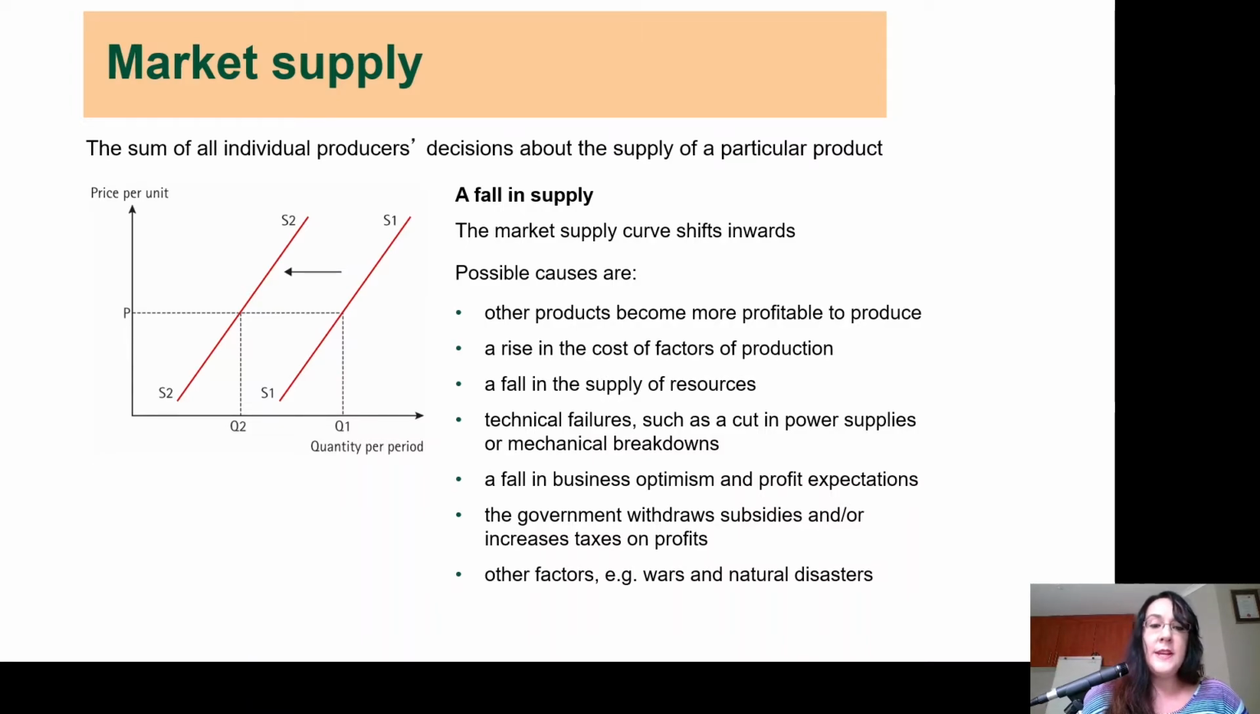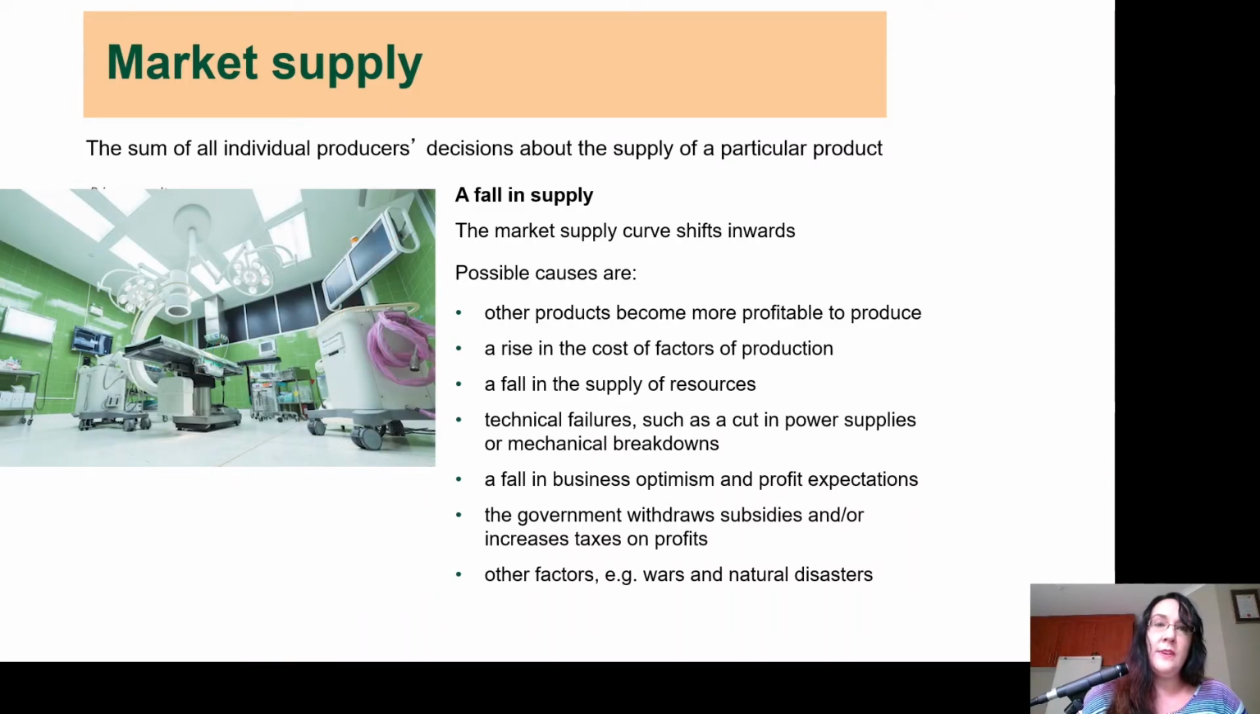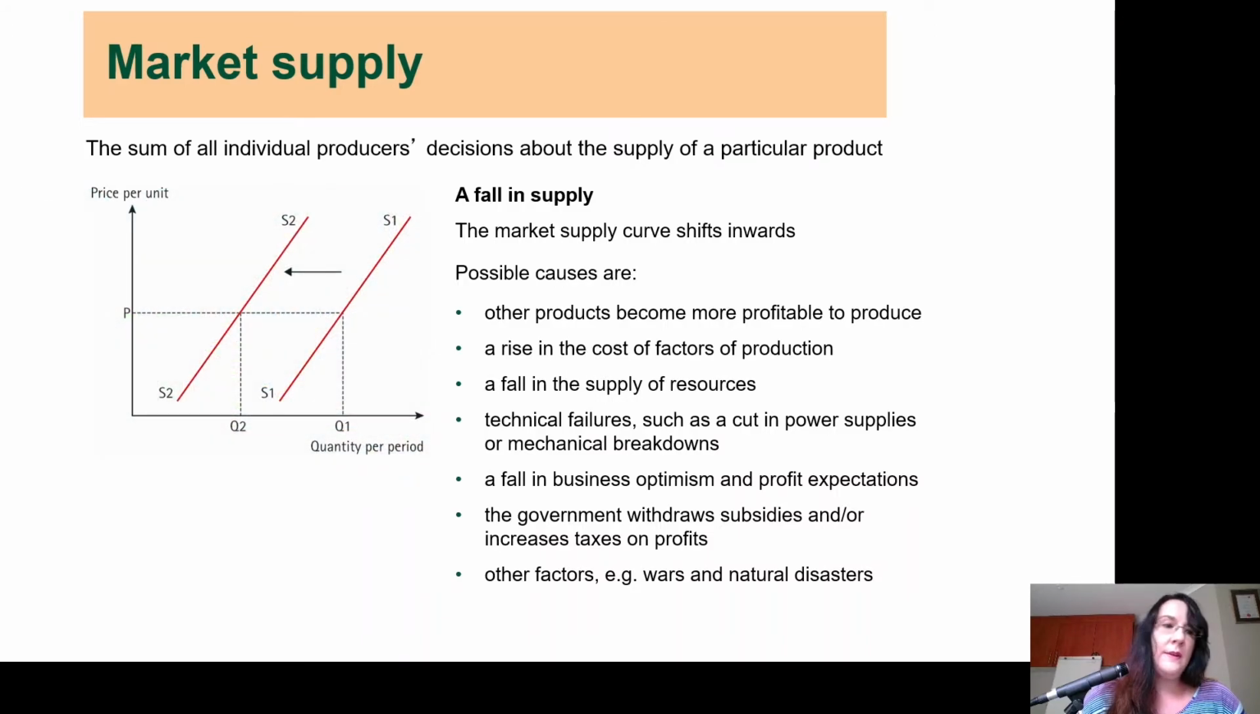Then number 4, technical failures such as cuts in my power supplies or mechanical breakdowns. That's the thing of being very capital intensive. You are going to use a lot more machinery because you feel that machines are more accurate, or you just don't want to deal with the whole labor component. But it's going to cost you. You remember, you have to spend money on the maintenance and any kind of repairs on machinery as well, and also upgrades. So if you're not going to do that, then it can definitely decrease your supply because you need those machines. The same goes with your power supply.